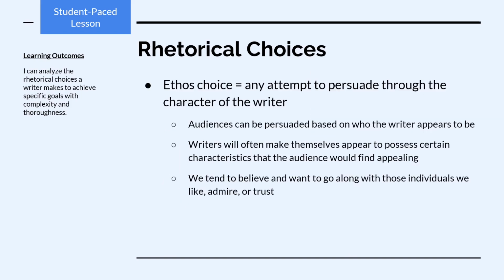Next, let's move on to ethos choices. An ethos choice is any attempt to persuade through the character of the writer. This works because audiences can be persuaded based on who the writer appears to be. So writers will often make themselves appear to possess certain characteristics that the audience would find appealing. For instance, we just naturally tend to believe and want to go along with those individuals that we like, or that we admire, or that we trust.